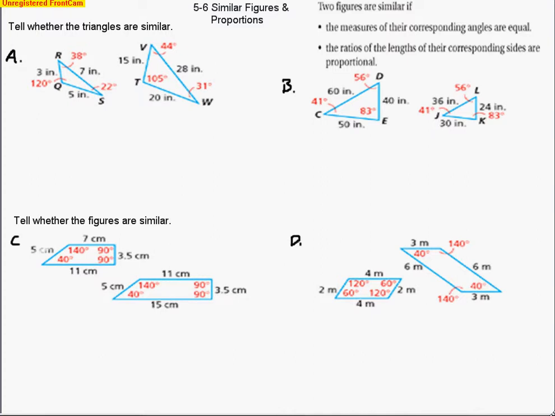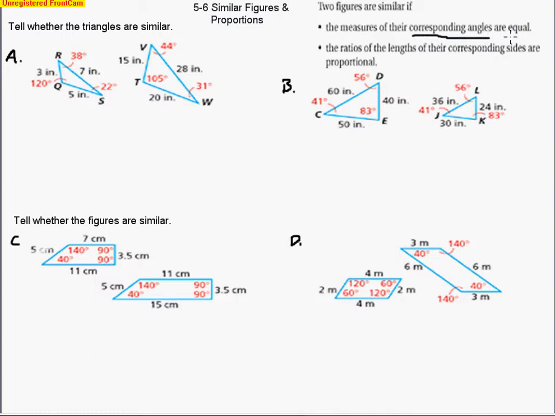This is the lesson for Chapter 5, Section 6, Similar Figures and Proportions. So the key about similar figures is written up here in the upper right-hand corner. For two figures to be similar, we first have to look at the angles. The corresponding angles are equal. That's the key thing right here.